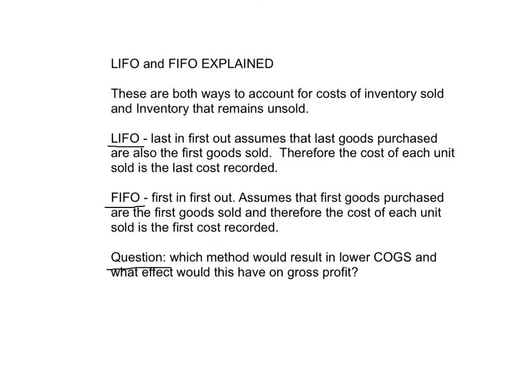Look, don't worry too much if this is sounding a little bit confusing to you now. Just read over it again in the book. But I really would like you to have a go at answering this question. So once you've got your head around it, I want you to think about this question. Which method, LIFO or FIFO, would result in a lower cost of goods sold? And then what effect would that have on gross profit?